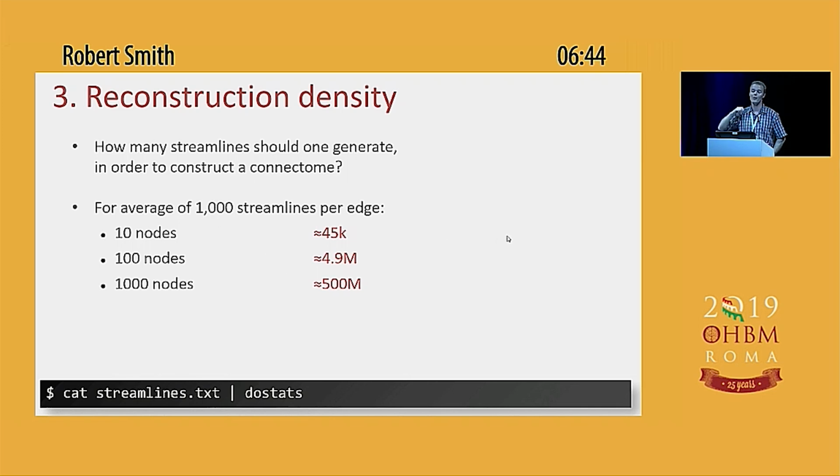So if I propose a basic heuristic and say, okay, I want to have an average of 1,000 streamlines per edge in the connectome, well, if I've got 10 nodes, I'm aiming for about 45,000 streamlines. But by the time I get up to 1,000 nodes in my parcellation, suddenly I'm asking you to generate 500 million streamlines. Now that's a large number. That's going to take a lot of computation time. That may well be an overestimate, depends on other nuanced details. The point here is that the number of streamlines that you actually need in order for your experiment to be robust does in fact accelerate very quickly once you start going to much larger numbers of nodes.